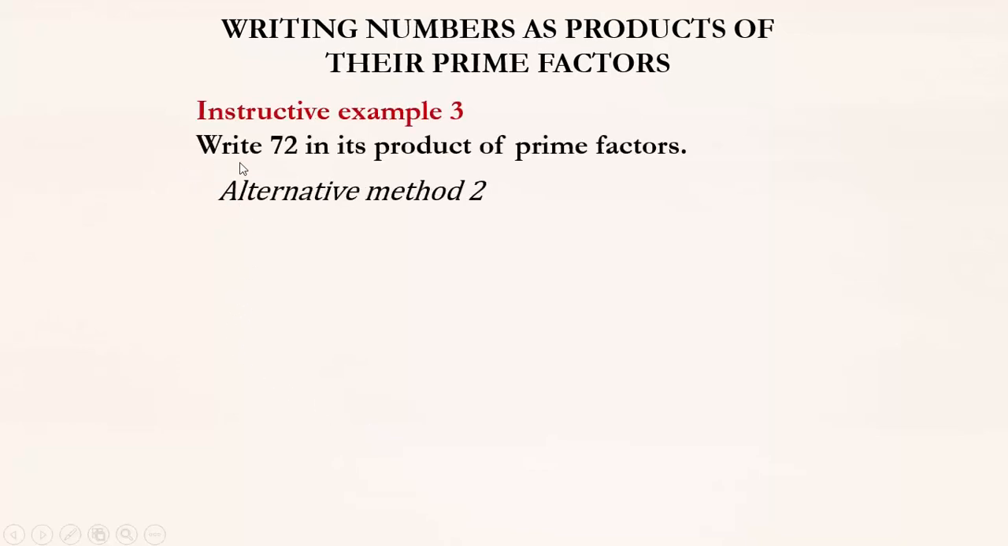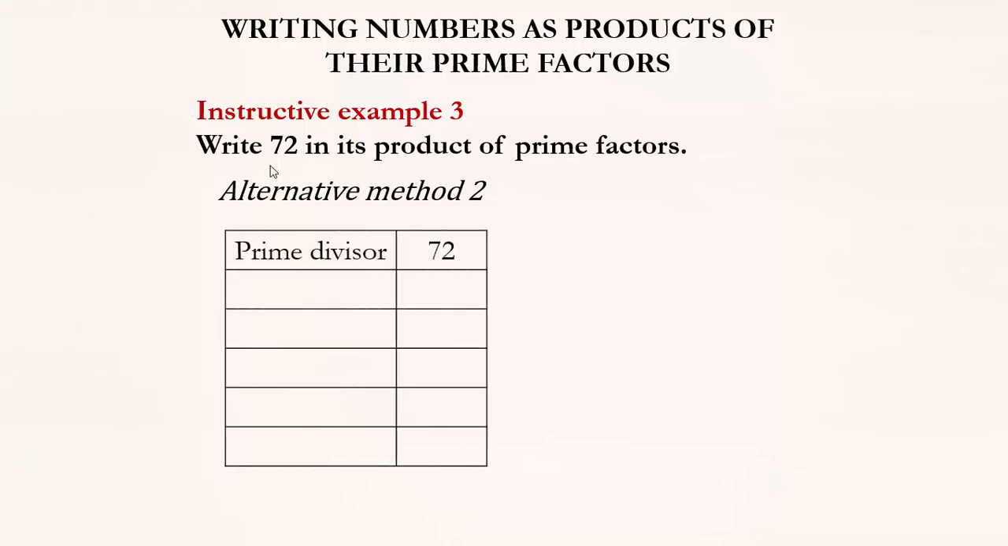Using the last alternative method, which I wish to call the prime divisor table, we look for the prime divisors that can divide 72, and the first one we know is 2. Dividing 72 by 2, we come up with the number 36. We ask ourselves again, what is the least prime number that can be used to divide 36? And it is simply 2. And again, 36 divided by 2 will give us 18. And once again, 2 can divide 18. So dividing 18 by 2, we come up with the answer 9.